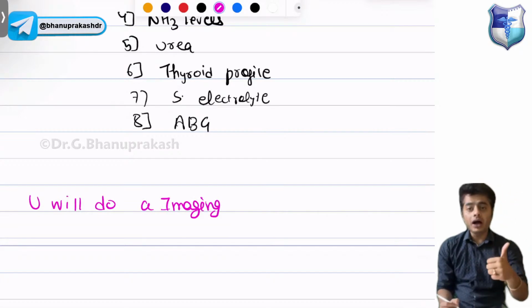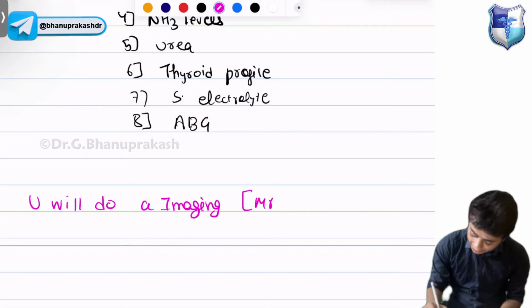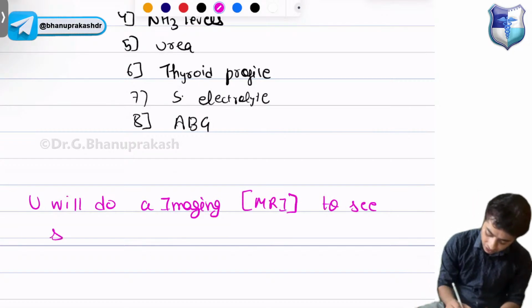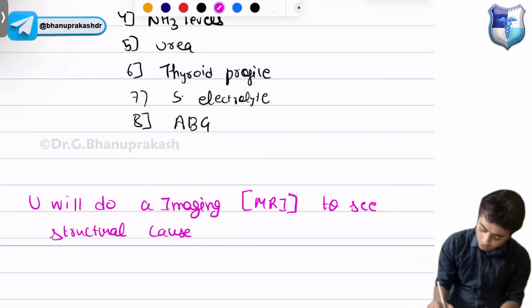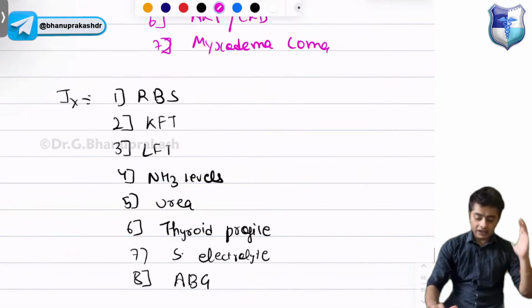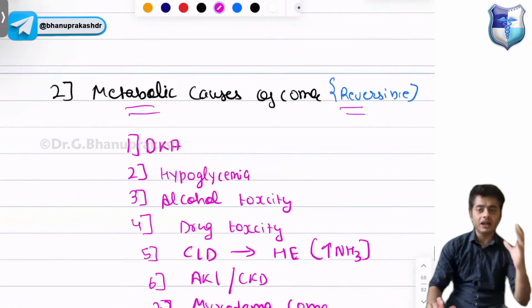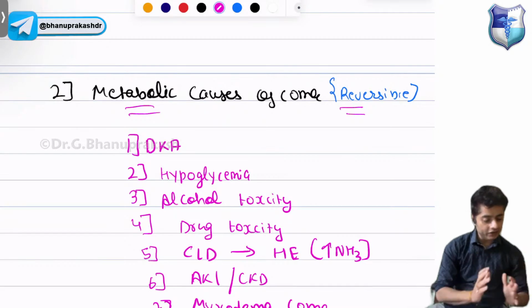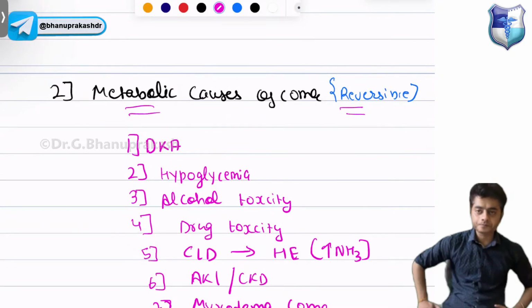Yeah, Dheeraj, you will do imaging like MRI to see the structural cause of coma. सबको ये बात समझ में आ गई कि हाउ टू डिफरेंशिएट बिटवीन स्ट्रक्चरल एंड मेटाबॉलिक कॉजेज ऑफ कोमा. एनीवन कोई डाउट जस्ट टेल मी इन कमेंट सेक्शन.